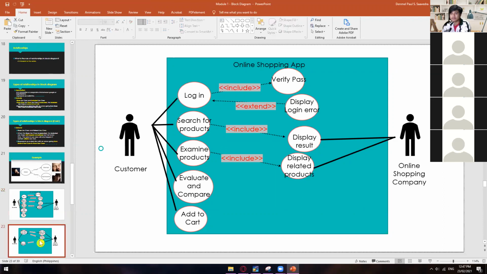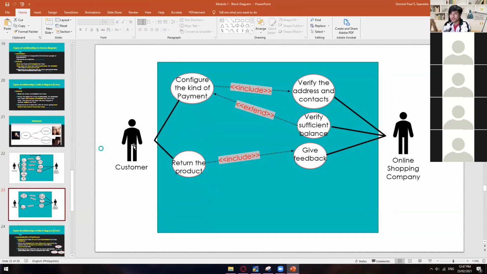Right? And then here's the continuation. So we have to configure the kind of payment. So of course, we have to include verify the address and contacts. Once you're done configuring the kind of payment, maybe you're choosing cash on delivery, ATM card, debit card, etc. So we have to verify the address and contacts, whether it's legit, or maybe it's just many addresses and there's actually no such address.